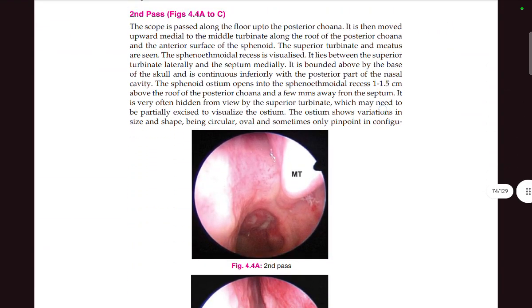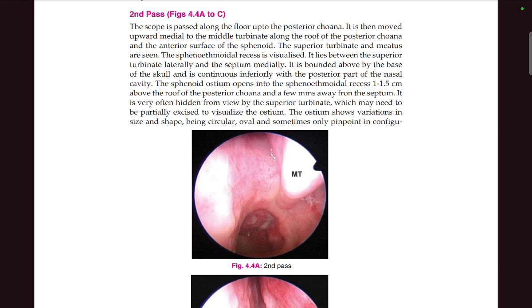Second pass. The scope is passed along the floor up to the posterior choana. It is then moved upwards medial to the middle turbinate along the floor of the posterior choana and the anterior surface of the sphenoid. The superior turbinate and meatus are seen. The sphenoethmoid recess is visualized. It lies between the superior turbinate laterally and the septum medially.